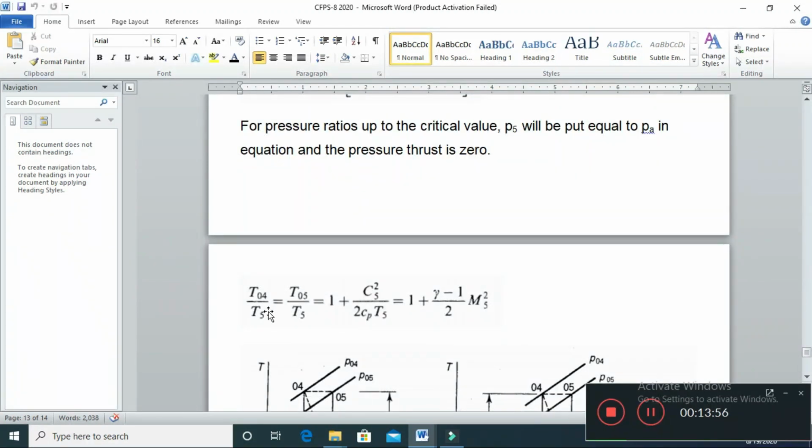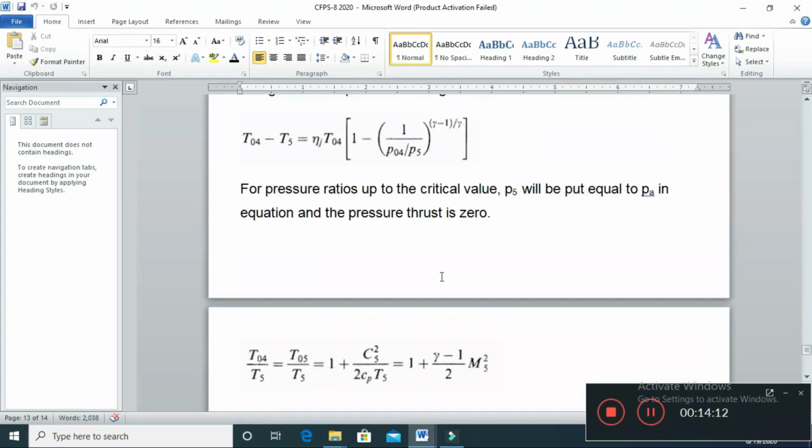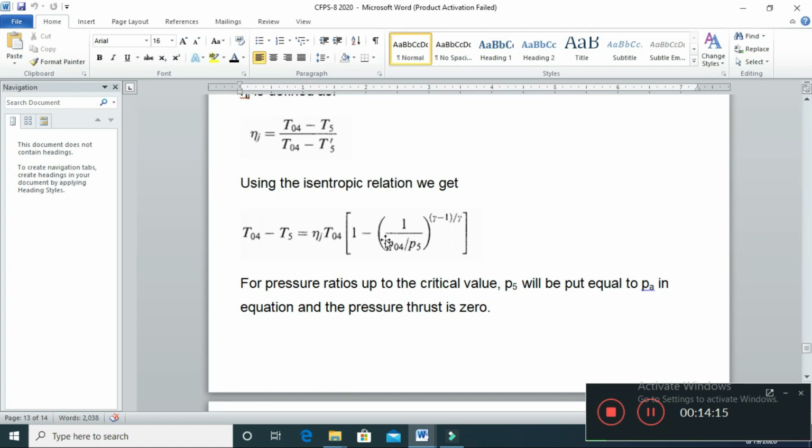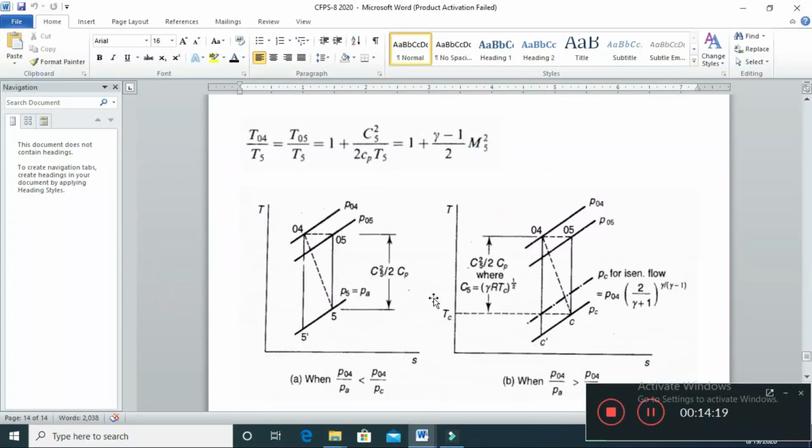This is the formula for determining the total temperature using the static temperature and velocity. Using the relation between Cp and gamma, we can convert this formula in terms of Mach number. So we have three relations, 1, 2 and 3. Using these relations we can determine the exit pressure, and we can calculate the exit temperature as well.